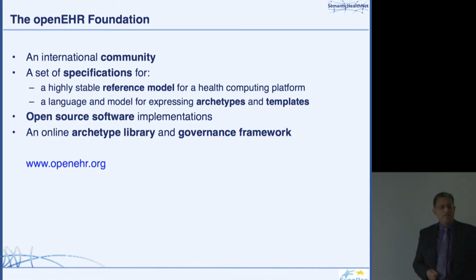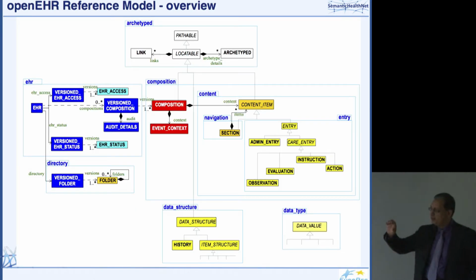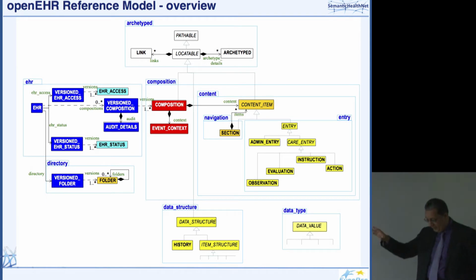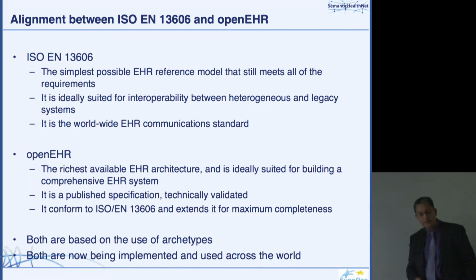It also has a reference model, a slightly more complex reference model, but importantly, it's been the pioneering environment for something called archetypes, which I'm going to move on to now. So it has a reference model, and this is just one example of the many diagrams that exist for that. But what you will find is that there are things like composition in here, things like section in here, things like entry in here. So there's quite a good correspondence and a relationship between the interoperability standard and Open Air.